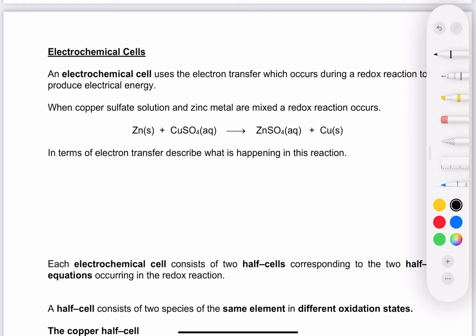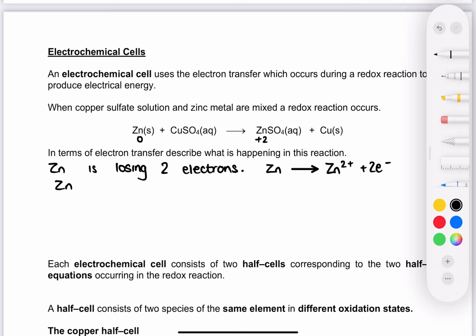So if we look at the zinc first, the zinc is going up in oxidation state. It is losing 2 electrons, so Zn is losing 2 electrons, going from Zn to zinc 2 plus. Zn is oxidized.